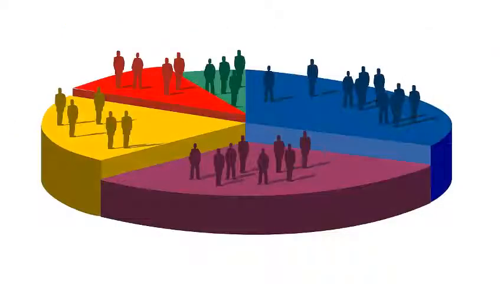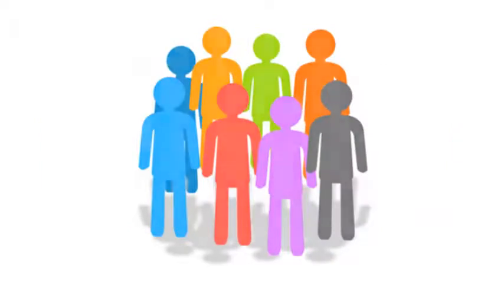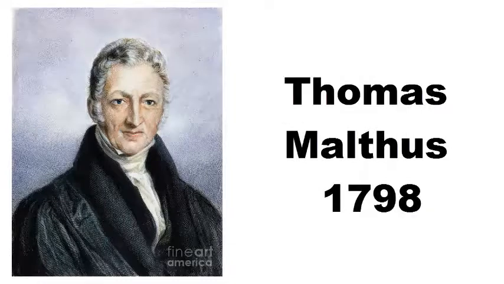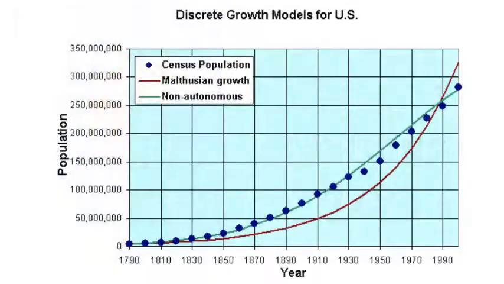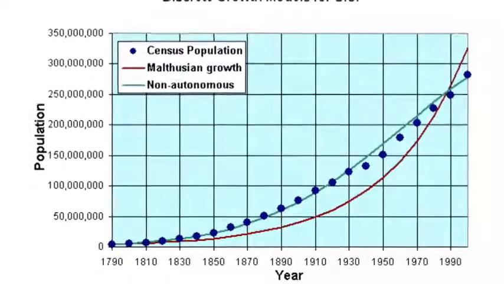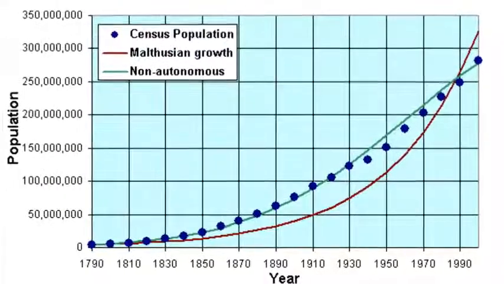One of the earliest attempts to model human population growth by means of mathematics was by Thomas Malthus in 1798. The idea behind the Malthusian model is the assumption that the rate at which the population of a country grows at a certain time is proportional to the total population of the country at that time.